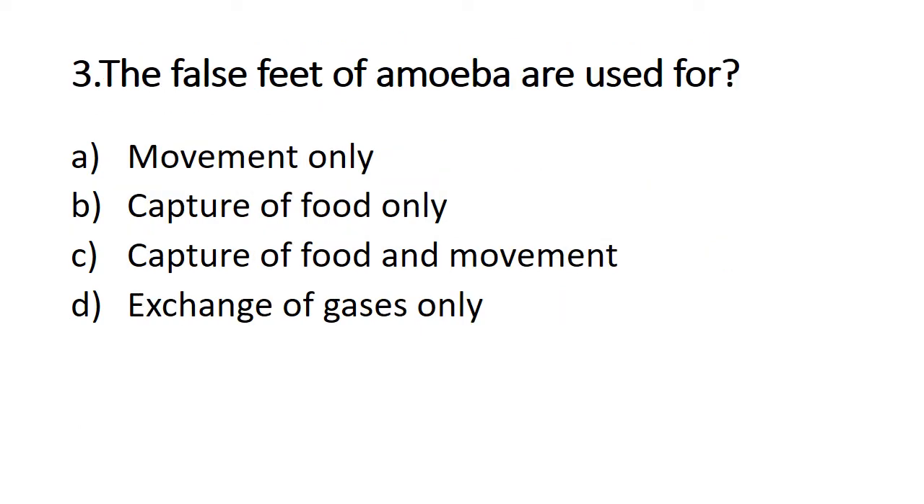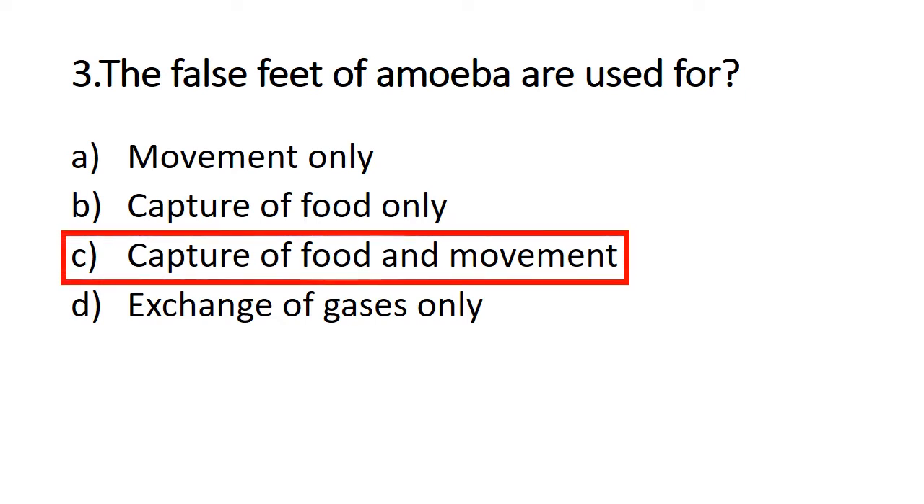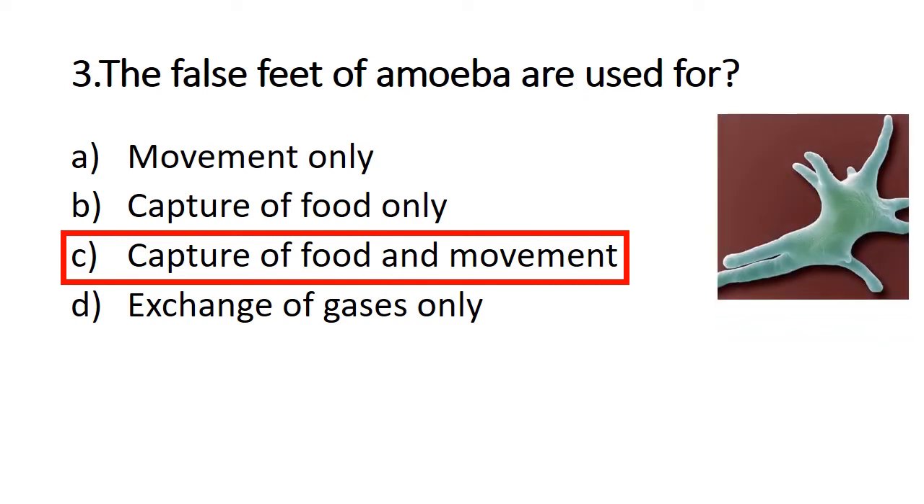The false feet of amoeba are used for A. Movement only, B. Capture of food only, C. Capture of food and movement, or D. Exchange of gases only. So the correct answer is option C, capture of food and movement, and these are the false feet of amoeba which are known as pseudopodia and are used for trapping the food. Let's move on to the fourth question.